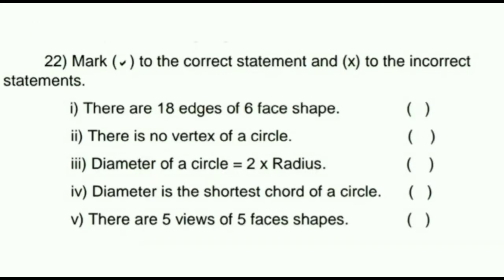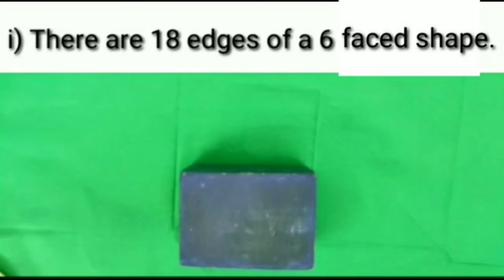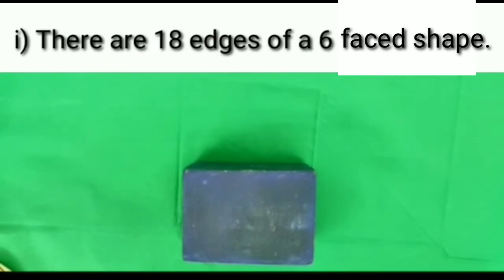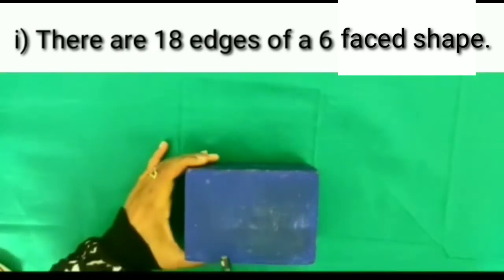Next question number 22 is mark tick to the correct statement and cross to the incorrect statement. Our first statement is there are 18 edges of six-faced shape. Here you can see that we have this six-faced shape.